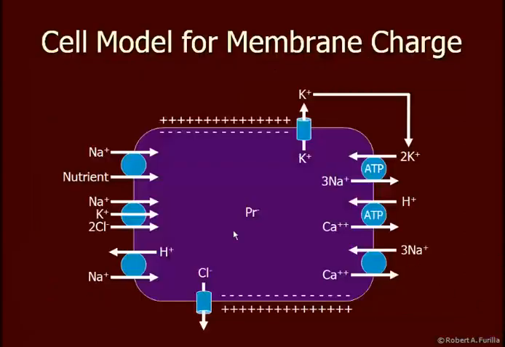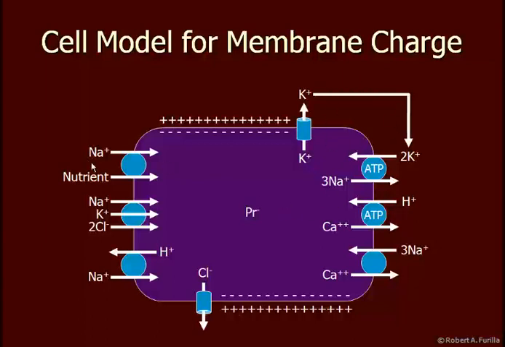Here are the common ions involved in generating this membrane potential. The primary anion inside the cell are proteins. The primary anion outside the cell is chloride. We have open potassium channels, so potassium is free to leave the cell, making the inside less positive or more negative, and the outside more positive. Potassium is then pumped back into the cell in exchange for sodium, and that keeps this continually moving.